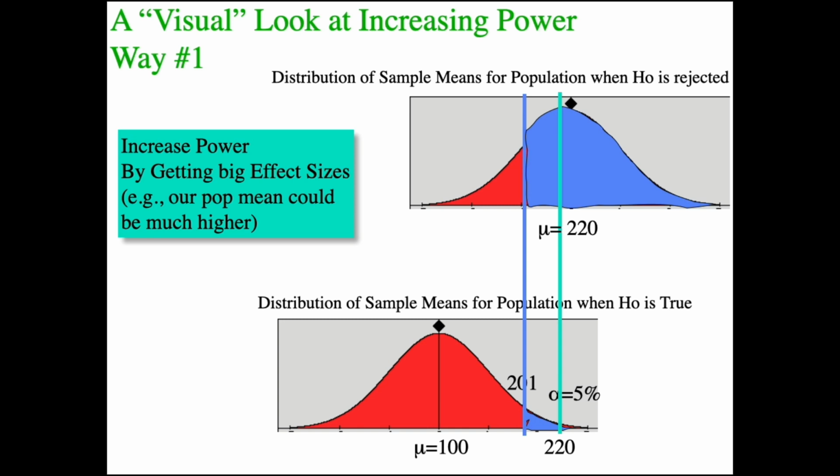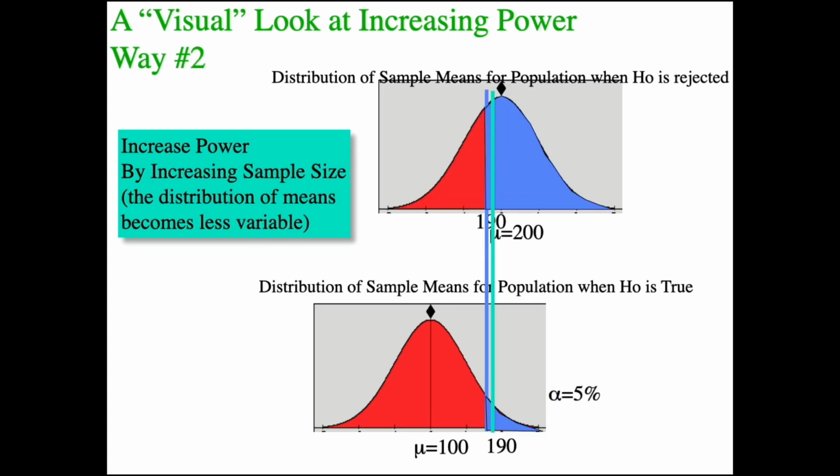A second way that I could increase the power is by increasing my sample size. And the reason that would happen is that without even changing the means here, so here I've got the mean of 200 as I originally had for the research hypothesis, and down below I've got the mean of 100. And what you can see is that I'm going ahead and using a bigger sample size this time.